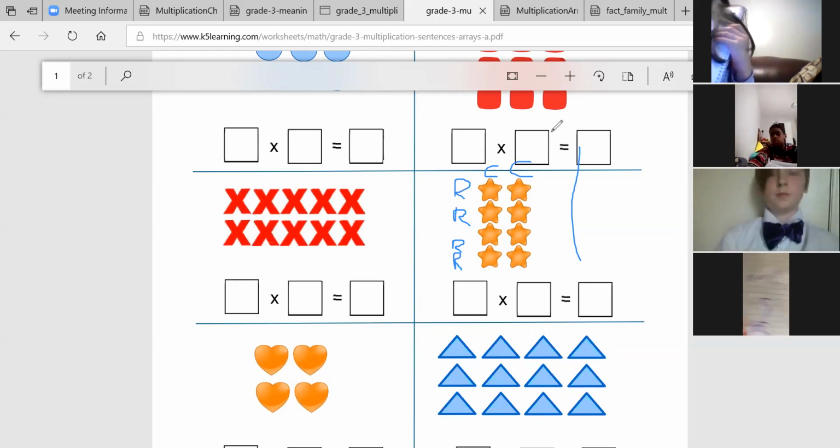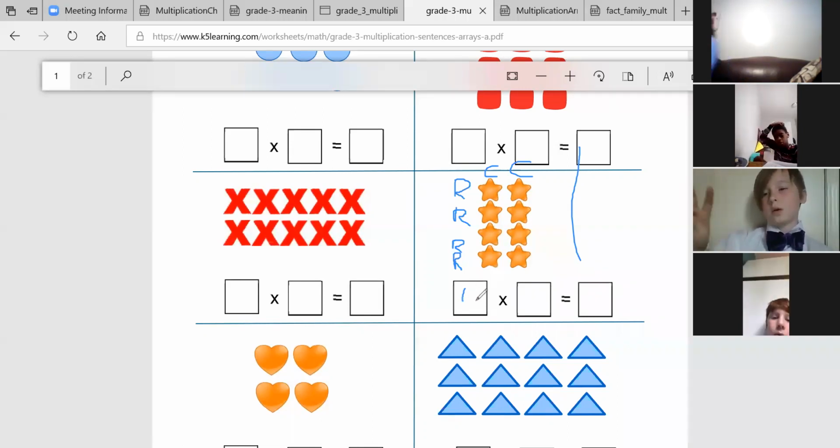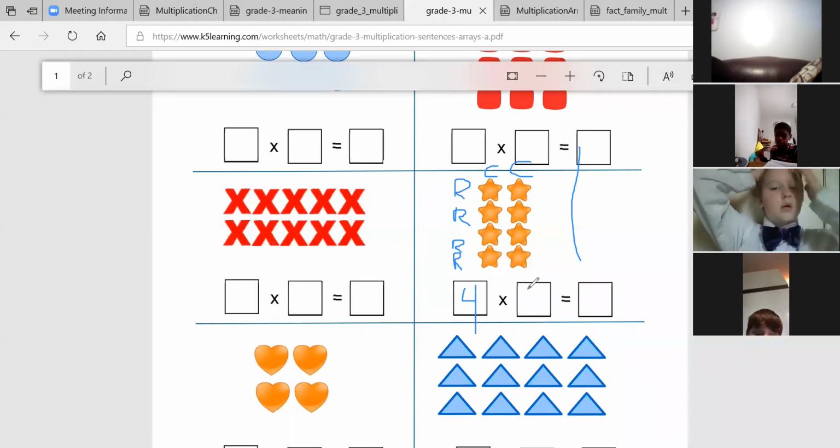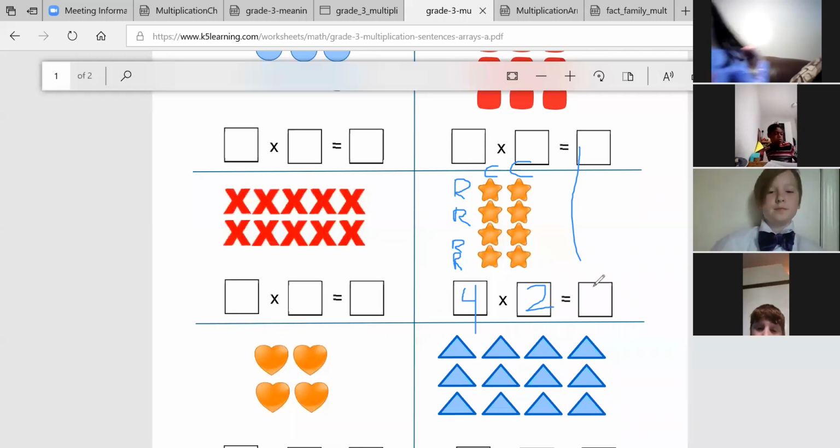Alrighty, how many rows do we have, everybody? 4. How many columns? 2. How many stars in all? 8.